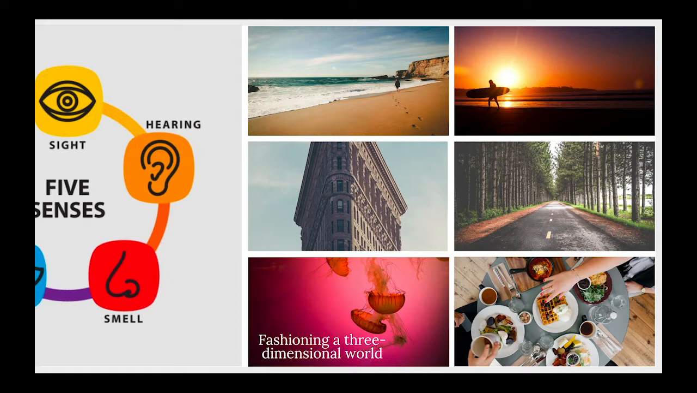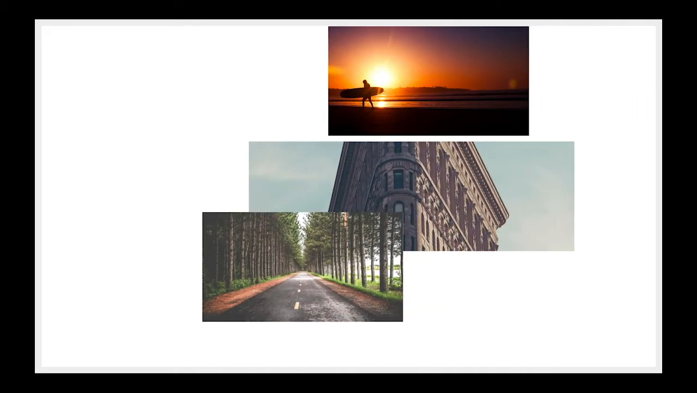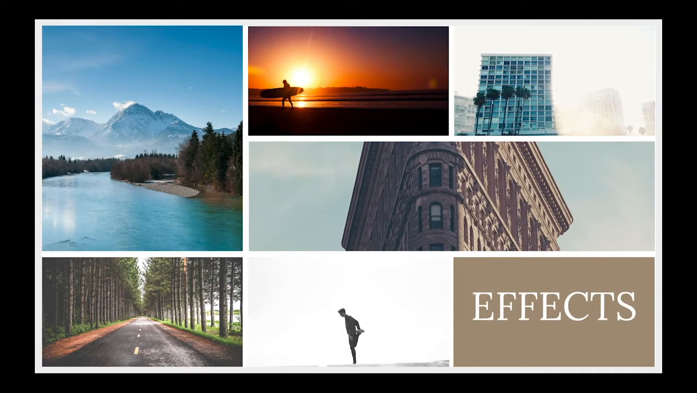The author may be trying to create images like these ones, so maybe they'll try and describe a beach setting or a sunset or urban life or a journey, so a road, some wildlife, some food. And you can see that I've said we use concrete nouns to fashion a three-dimensional world within the story. So these are some more images.